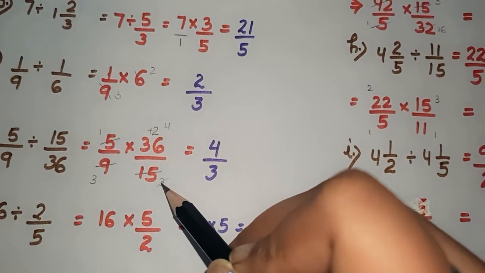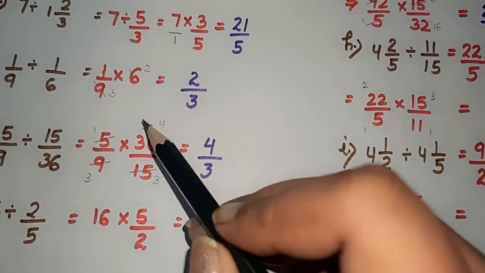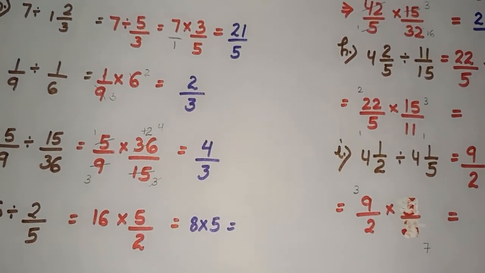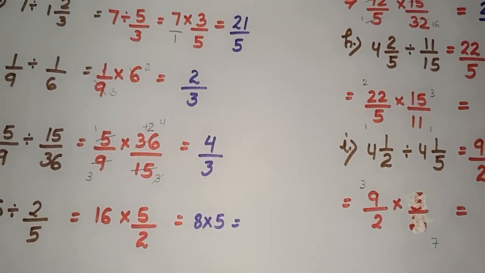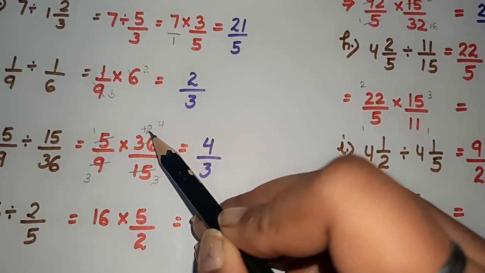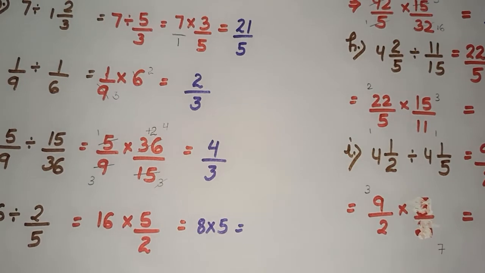So how to do it? 3 ones are 3 and 3 twos are 6. It means 3 12s are 36. Done. Now again we can divide this 12 and this 9 by the same number.